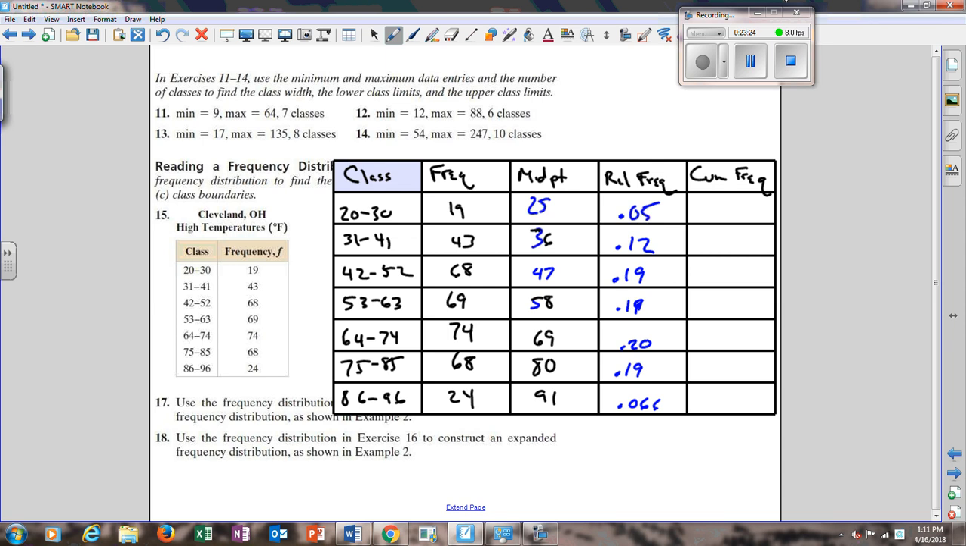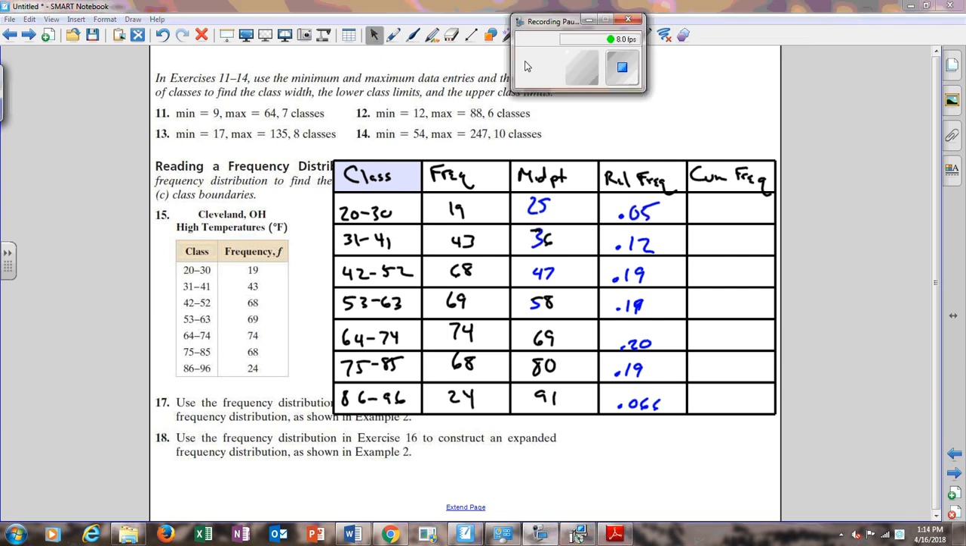Okay, now we do cumulative frequency. I don't know what I wrote down for this. For your cumulative frequency, you're just adding the numbers together. Let me make sure we're not supposed to do cumulative relative frequency. Okay, I went back and looked, and we don't have to do cumulative relative frequency. It's just cumulative frequency. So we're just adding our frequencies together.